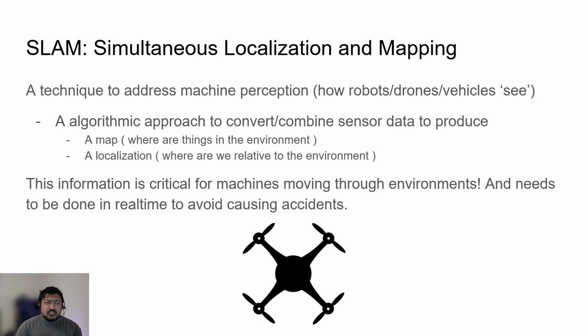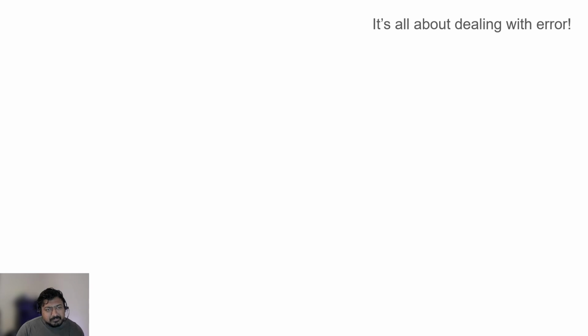And this information is critical, especially for machines moving through environments. It needs to be done in real time, and more importantly, it needs to be done in real time and accurately to avoid causing accidents. Either you misjudge where you are and you run into a wall, or you misjudge where the wall is and you run into it. Both are problems that need to be planned for with an accurate SLAM system.